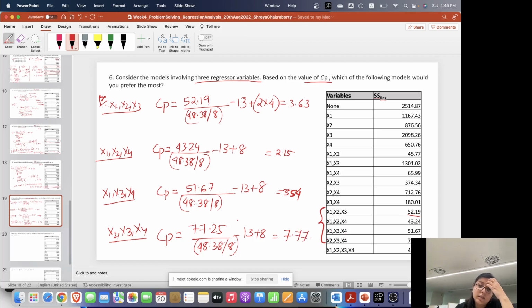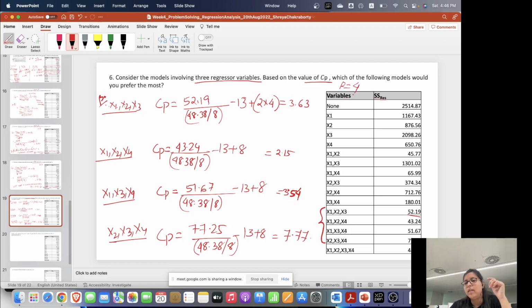So we have the Cp values of the four regression equations involving three regressor variables. For C3, that is 4, we have 4 equations and 4 Cp's. Now whenever we are asked to choose based on the value of Cp, we should choose Cp in such a way that Cp is low and it is as close as possible to p. So in this case p is 4.